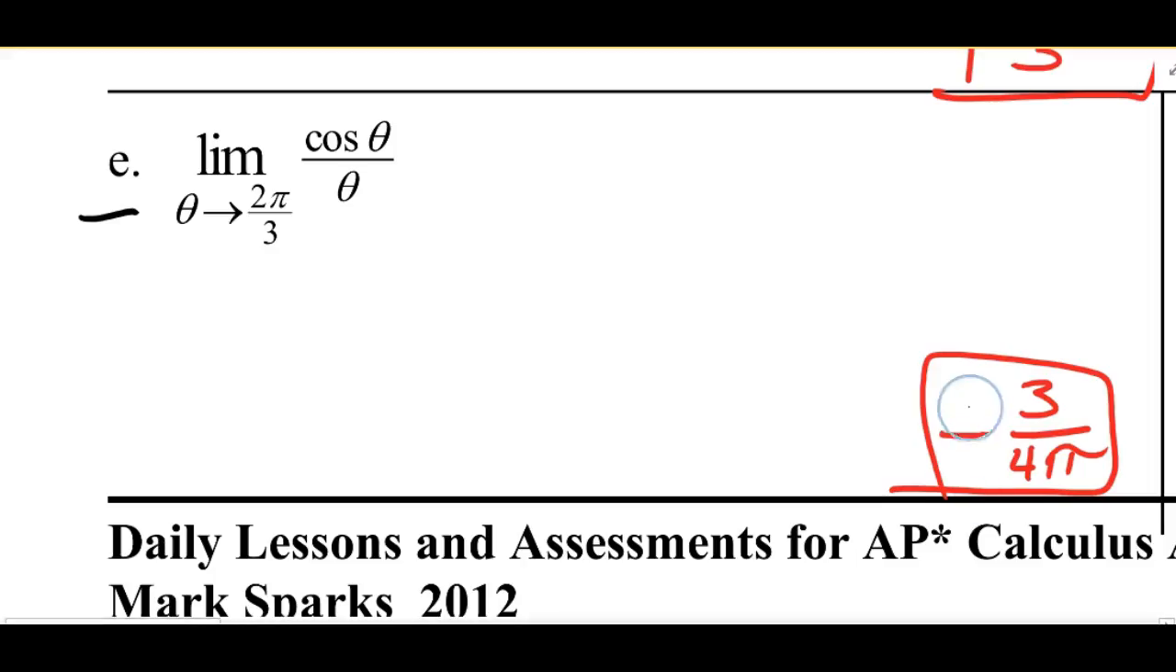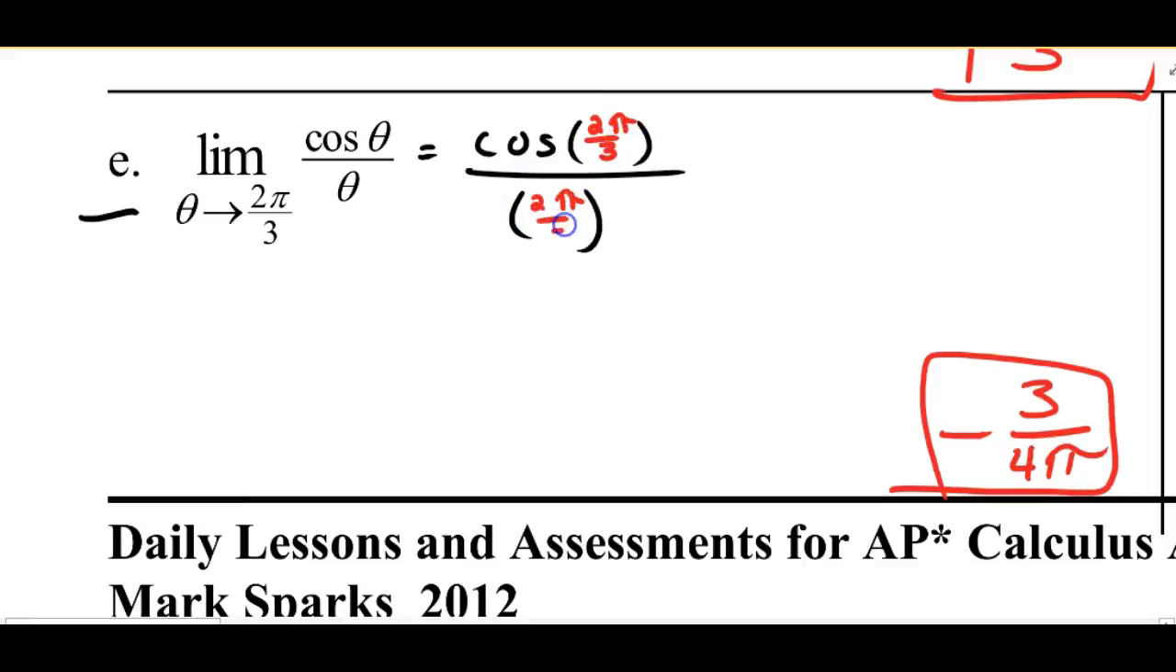Okay, for E, how do I get -3 over 4 pi? In order to find the limit as theta approaches 2 pi over 3, I'm going to evaluate the function at theta equals 2 pi over 3. So I'll start by writing my function, leaving space for where I'm evaluating. I'm evaluating at 2 pi over 3, so I can add my 2 pi over 3 up here and 2 pi over 3 up here.